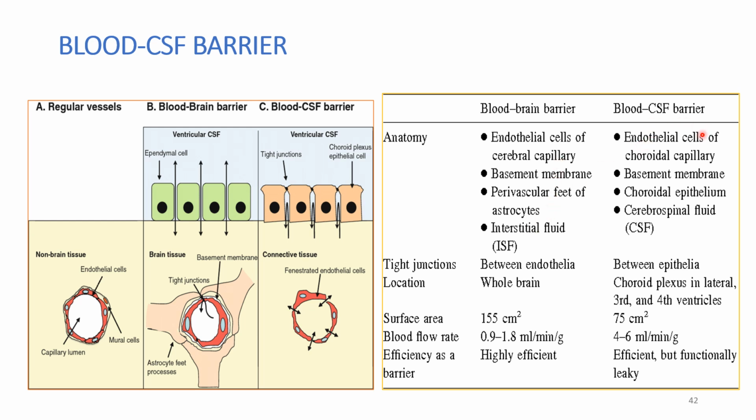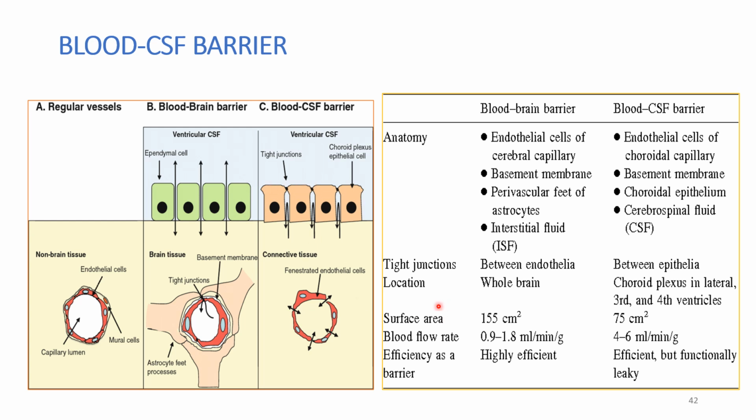Whereas the blood CSF barrier, which is present between the blood and CSF, is formed by the endothelial cells of the choroidal capillary, the basement membrane, and the choroidal epithelium. Tight junctions are present between the endothelial cells of the blood vessel. Here, tight junctions are present between the epithelia, that is, the ependymal cells. Here tight junctions are present.